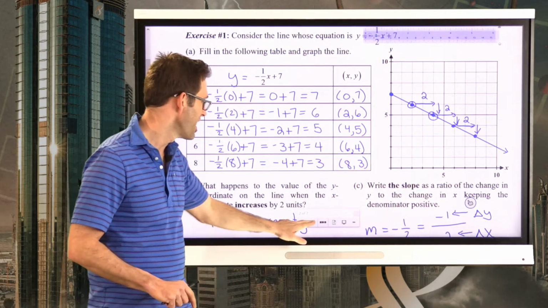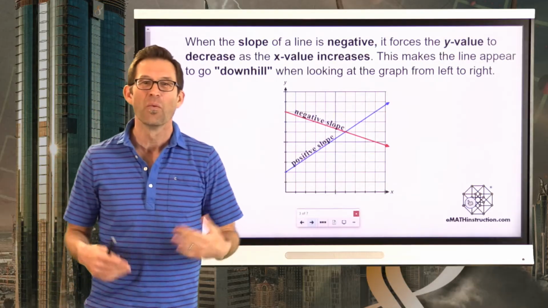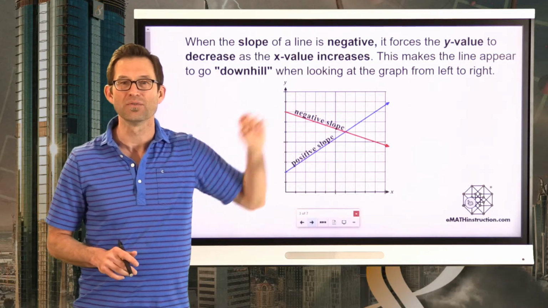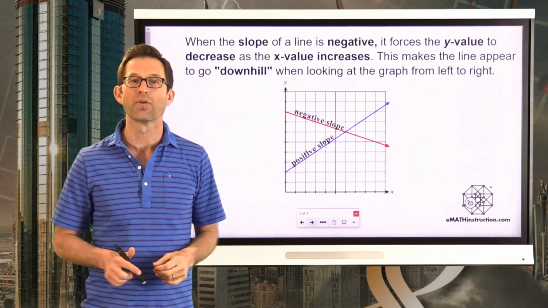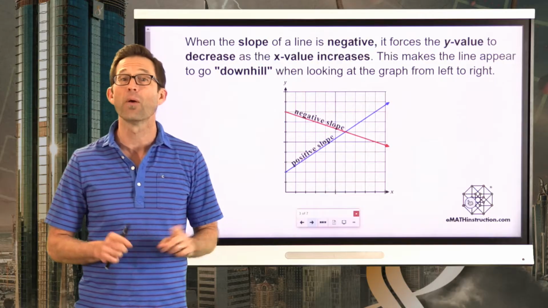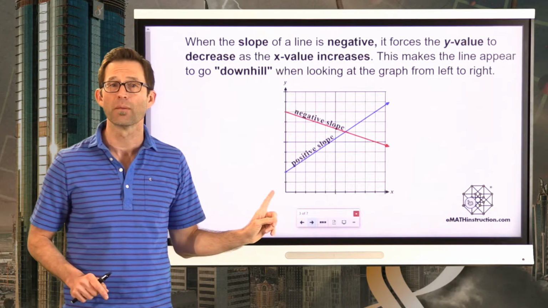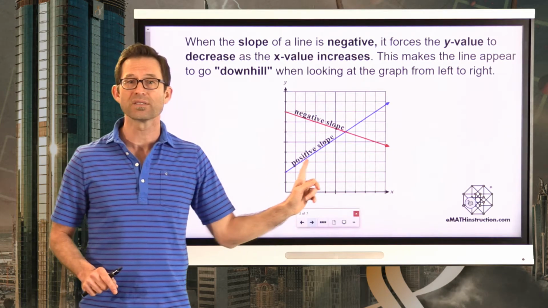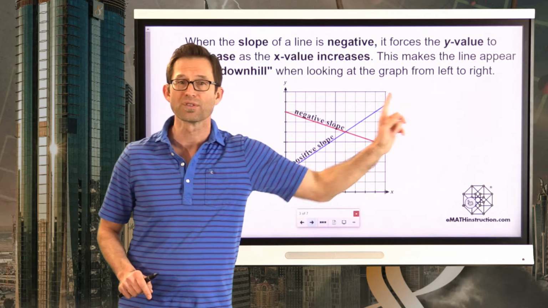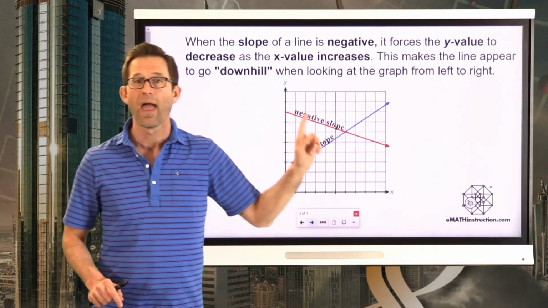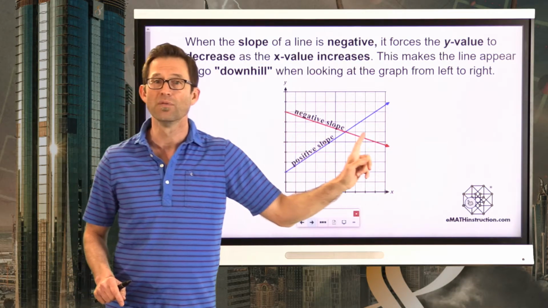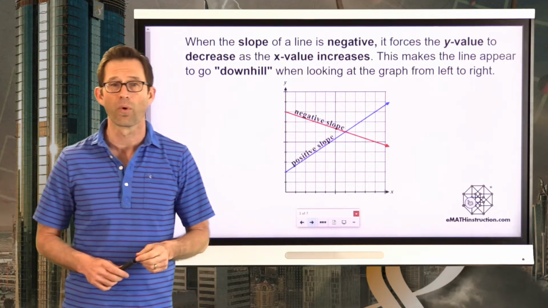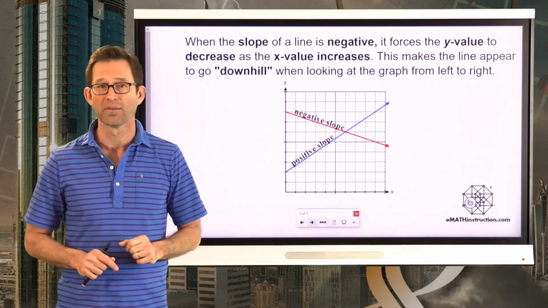Let's summarize that. When the slope of a line is negative, it forces the y values to decrease as the x values increase. And this makes the line appear to go downhill when looking at the graph from left to right. Always read a graph like you read a piece of paper, from left to right. So where we have a positive slope, the line moves upwards as we go from left to right. And for a negative slope, the line moves downwards as we go from left to right. Again, very important idea when thinking about slope.